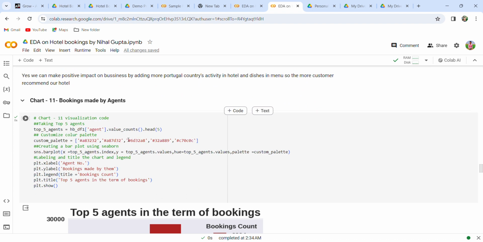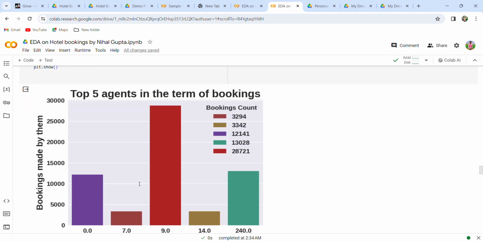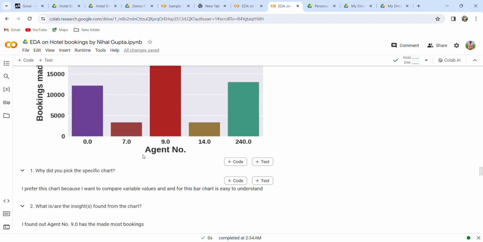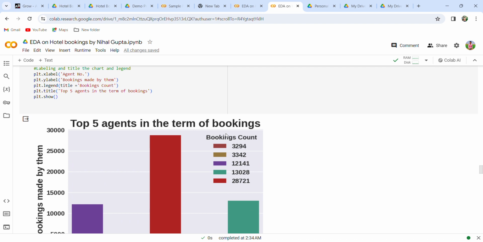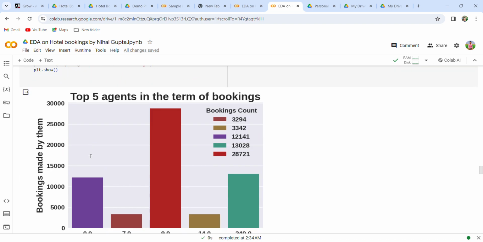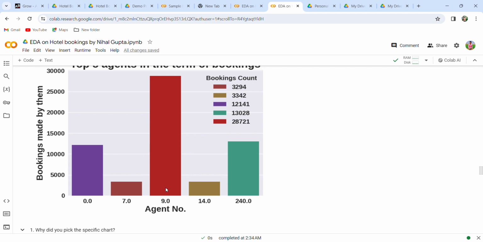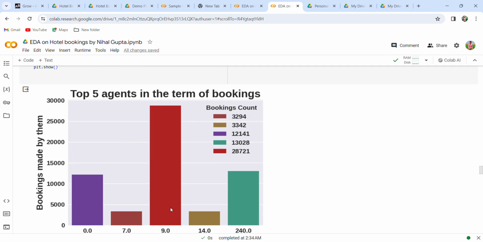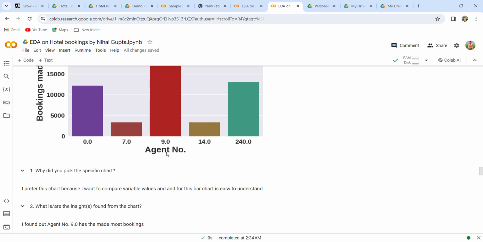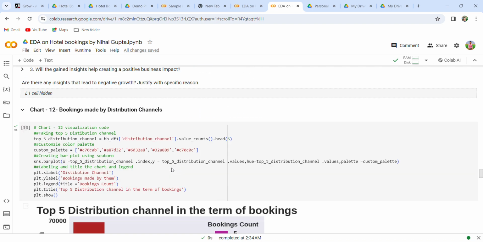Now, booking made by agent. We are going to analyze bookings made by agent, the top 5 agents in terms of booking. We can see 0.0, 7.0, 9.0, 14 and 2. This is our booking counts. Agent 9.0 is the one we are getting the most bookings from. This is the agent number, so agent number 9 is giving us the most bookings for the hotels.